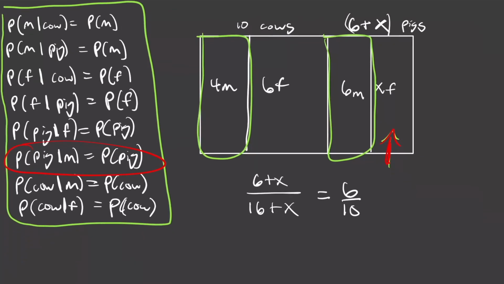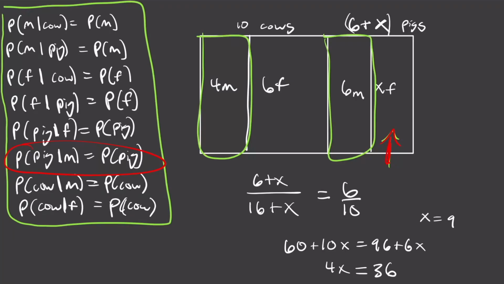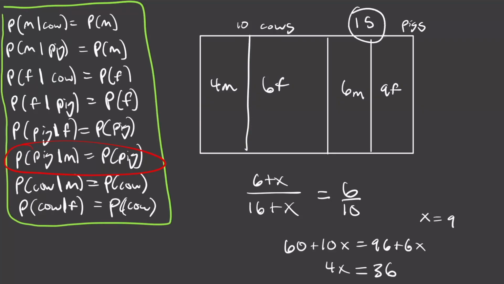So when I multiply each side by 16 plus X and 10, I get on the left side 60 plus 10X, and on the right side I get 96 plus 6X. Then I subtract the 6X, I get 4X, and I subtract the 60 to the other side, I get 36. So that tells me that X is equal to 9. Now let's do a sanity check. Does that make sense? Well, if I have 9 female pigs, now I know I have 9 females, and that also means that I have 15 total pigs, and now all of these equations will be true over here.